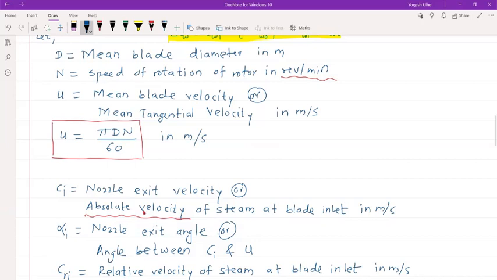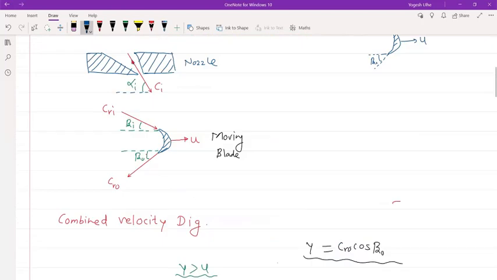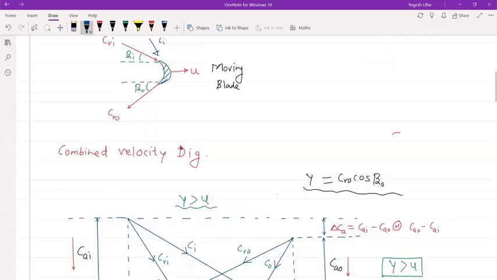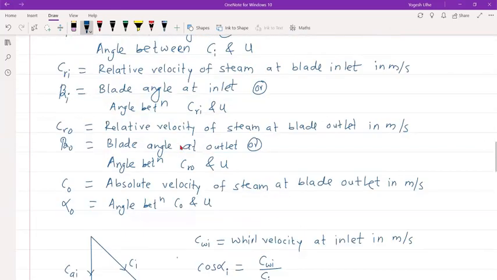That's why I said absolute velocity of steam at blade inlet. This is our blade inlet. Steam leaves here and enters here with CI. CRI is imaginary, but actually it is entering here with the CI velocity. Are you getting my point? So what is the meaning of CI?